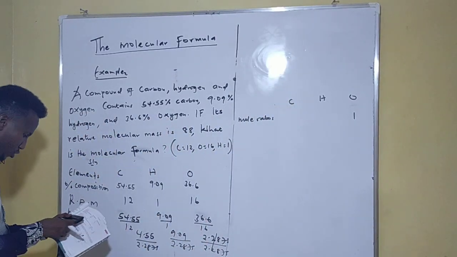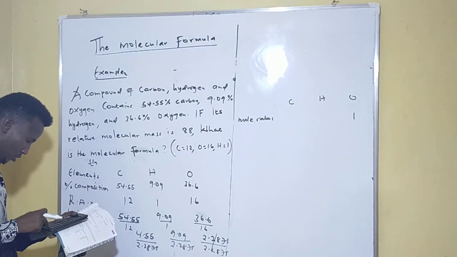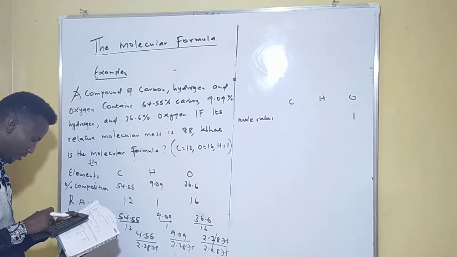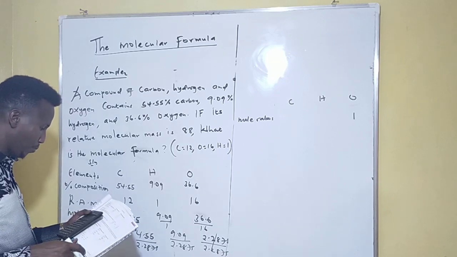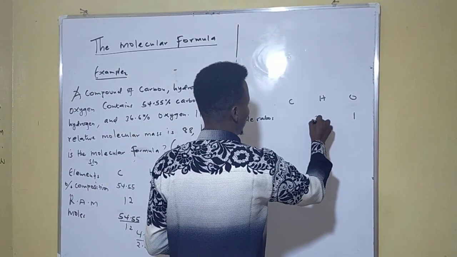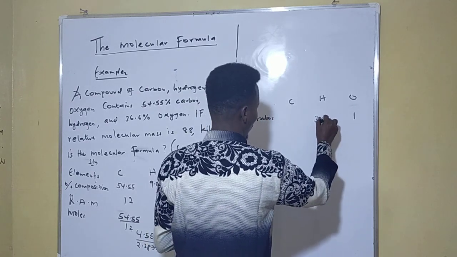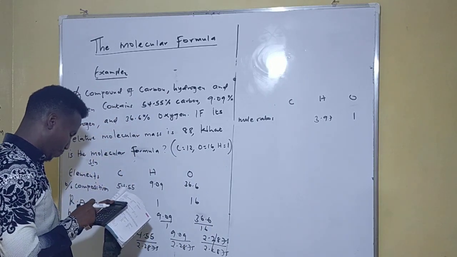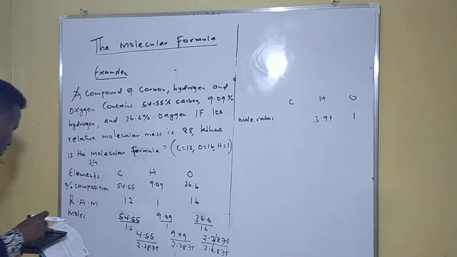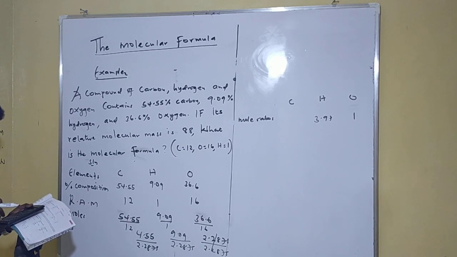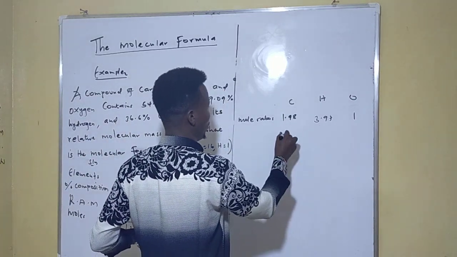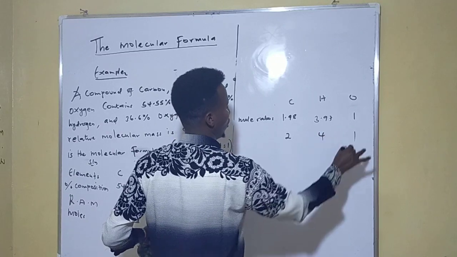Then let me get for us hydrogen. Hydrogen is 9.09 divided by 2.2875. So that is 3.9, which is roughly 4. 3.97. Then this one, let me get the first one. 4.55 divided by 2.2875. That's 1.98. So we round off. So this will be obviously 2, this one 4, and this one 1.